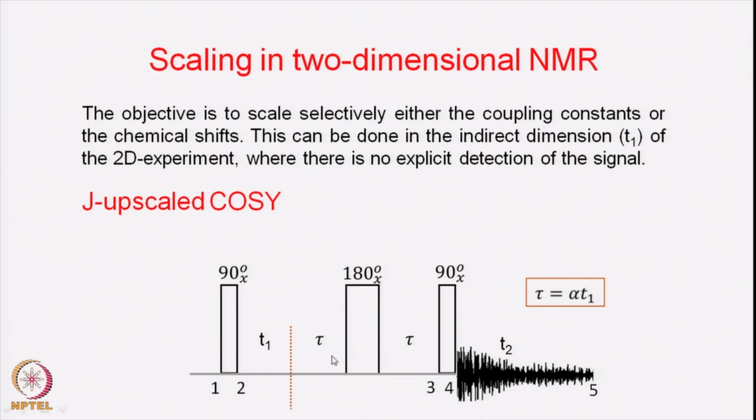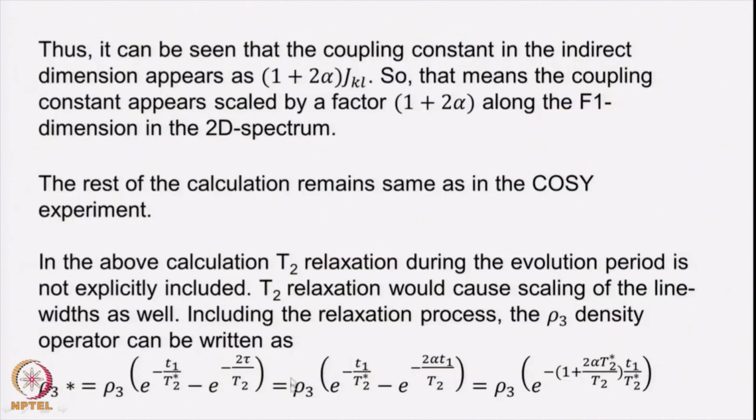Therefore, we have to calculate that explicitly, and that is what we will show here. So, this T2 relaxation would cause scaling of the line width as well. So, that is what we would like to show. What is the effect of T2 relaxation during this whole period? Now, if I want to write the density operator as rho 3 star for this, and I have this density operator rho 3 which is without the relaxation considered, and then I will have to multiply this by the relaxation factors.